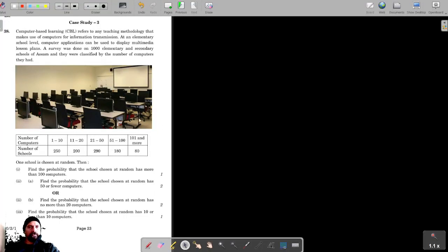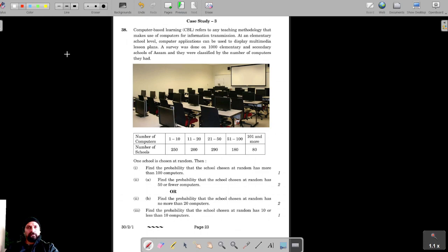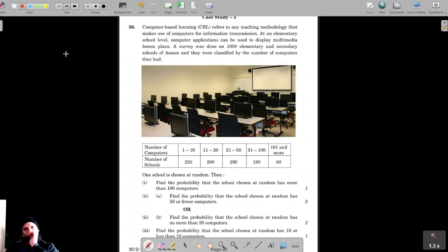Question number 38, that is page 33. For this question, it's given that computer-based learning refers to any teaching methodology that makes use of computers for information transmission. And at an elementary school level, computer applications can be used to display multimedia lesson plans, like on this multimedia board.